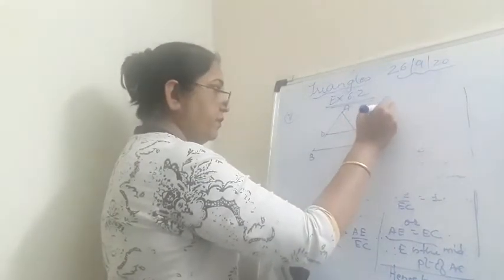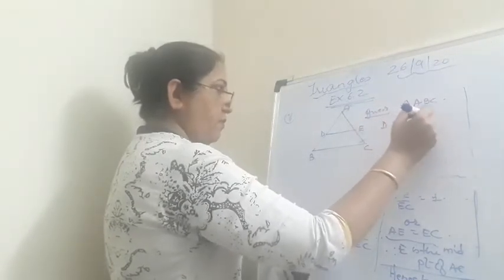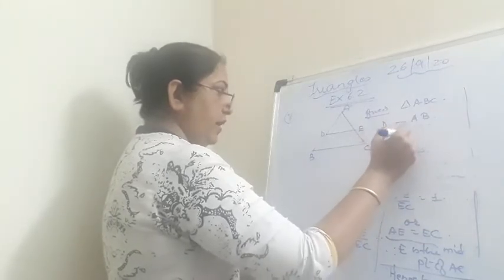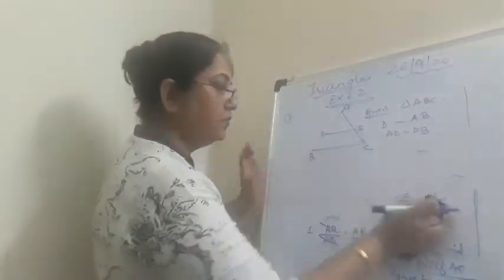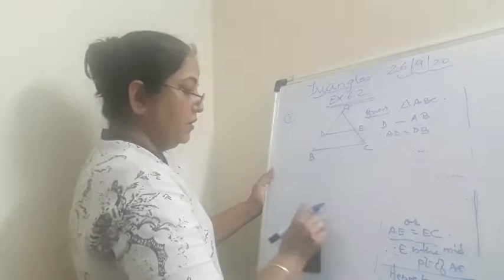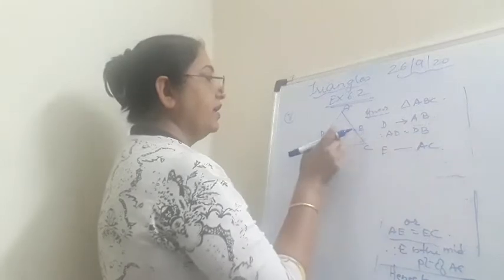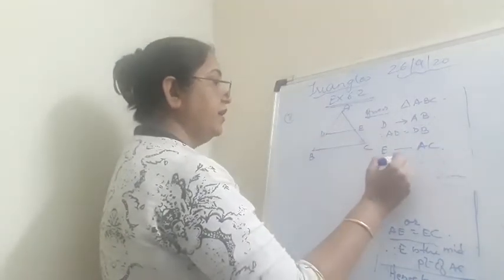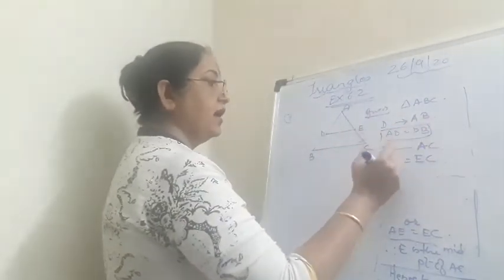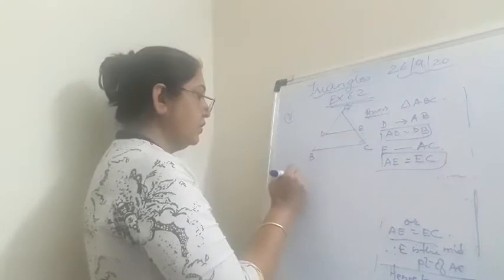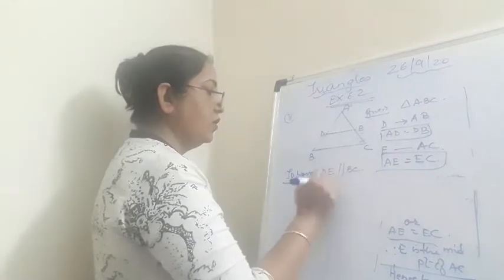So given triangle ABC, D is a midpoint of AB, so therefore AD is equal to DB. Okay, what is the other point given? The other point which is given is E is the midpoint of AC, and when E is a midpoint of AC, therefore AE is equal to EC. So we have to use this and then find out whether DE is parallel to BC or not.